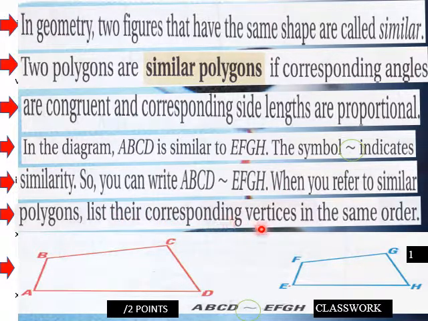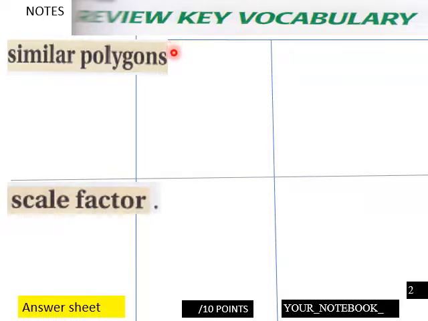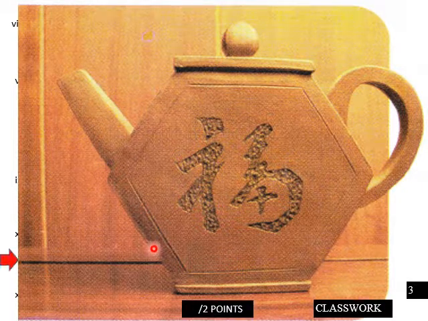List their corresponding vertices in the same order. Here's that tilde here. Okay, students, in your own words, define these two terms here, similar polygons, and if you haven't learned that one yet, pay attention for that.